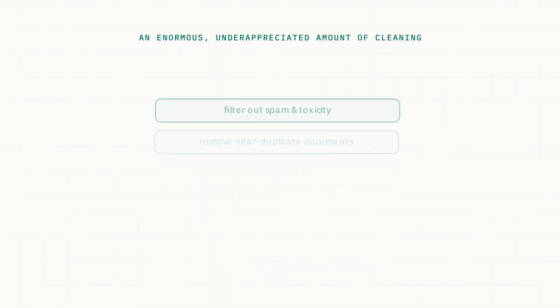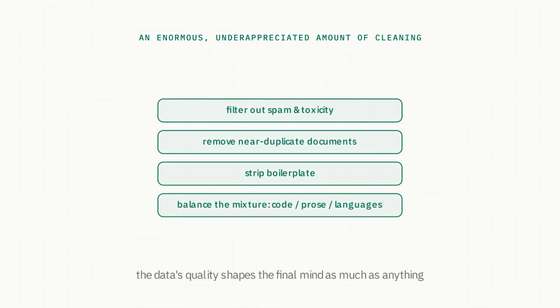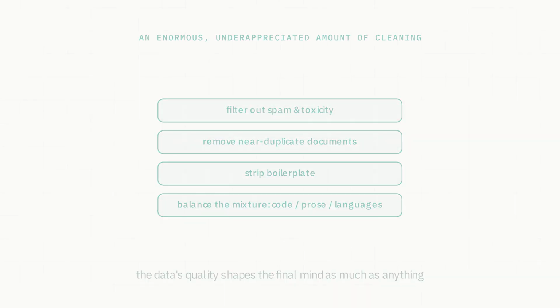So an enormous, underappreciated amount of work goes into cleaning that pile before a single training step happens, filtering out the spam and the toxicity, removing near-duplicate documents so the model doesn't just memorize things it saw 1,000 times, stripping boilerplate. Carefully balancing the mixture: how much code, how much prose, how many languages. The quality and the composition of this data shapes the final model's mind as much as anything else that follows.